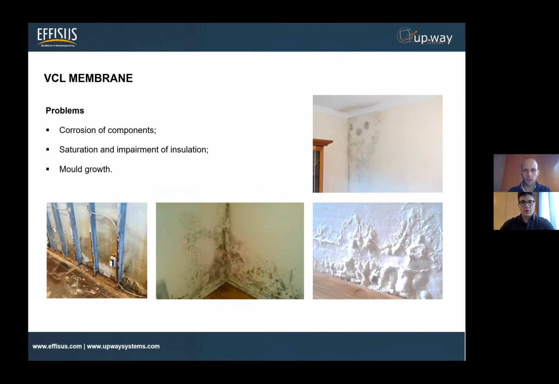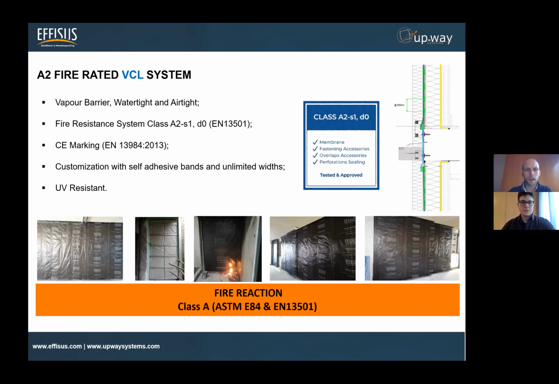All this is to avoid the common problems that we see when there is no VCL, such as mold growth, saturation, and corrosion of the components, since the air will be pretty much trapped inside here. Without this vapor control layer, these are the main things that will eventually happen inside the building. Yeah, indeed. And as I was saying in the beginning, this kind of problem will highly affect the quality of the air for the people using the space.